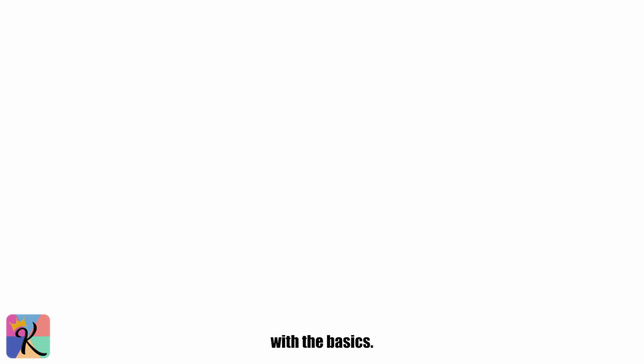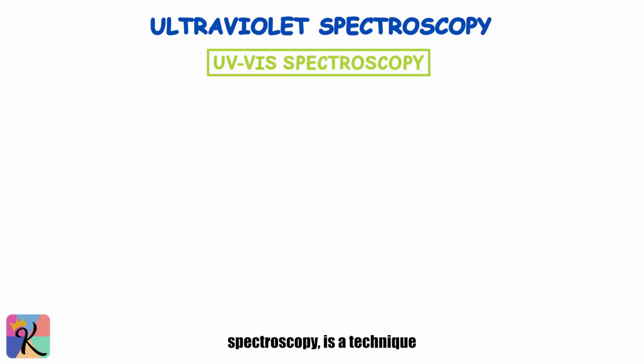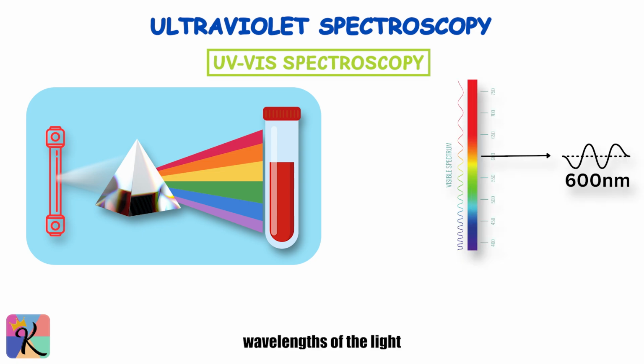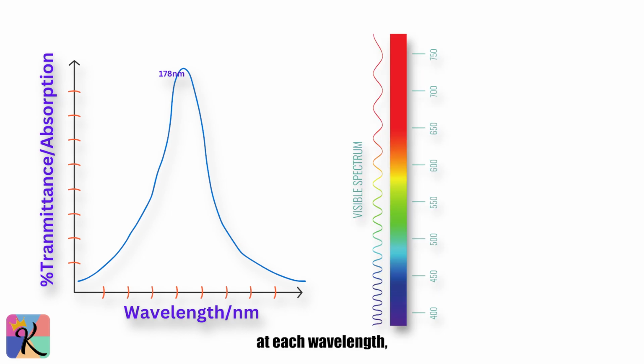Alright, so let's start with the basics. Ultraviolet spectroscopy, often referred to as UV-Vis spectroscopy, is a technique that measures the absorption of ultraviolet light by a chemical sample. When UV light passes through a sample, certain wavelengths of the light are absorbed by the sample, depending on its molecular structure. This absorption is directly related to the movement of electrons between different molecular orbitals. The data from UV-Vis spectroscopy is typically presented as a plot of percent transmittance or absorbance versus wavelength. What we're really interested in here is how much light is absorbed at each wavelength, which gives us clues about the electronic structure of the molecule.